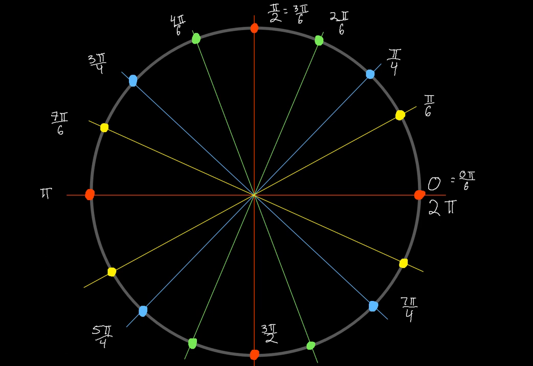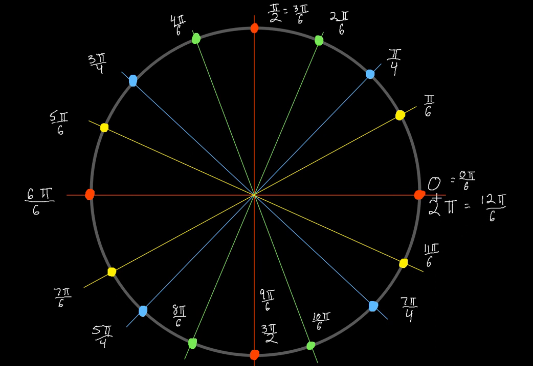Oh, darn it. Sorry, let me erase that. I can't count for some reason today. Got 0, 1, 2, 3, 4, 5 pi over 6. We've got 6 pi over 6. Then we go up to 7. Here's 8. Here's 9. Here's 10. Here's 11. And here is 12.